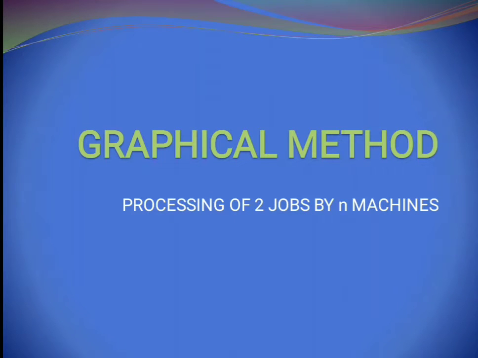Good morning to everyone. In this class, we are going to see the graphical method for sequencing problem. In the last class, we saw processing of n jobs by 2 machines, by 3 machines, by 4 machines. But the graphical method is for 2 jobs by n machines. Here we are going to do only 2 jobs by various machines.